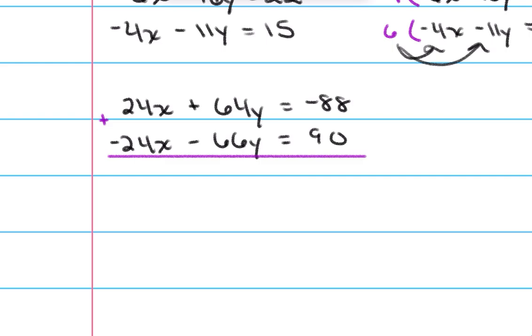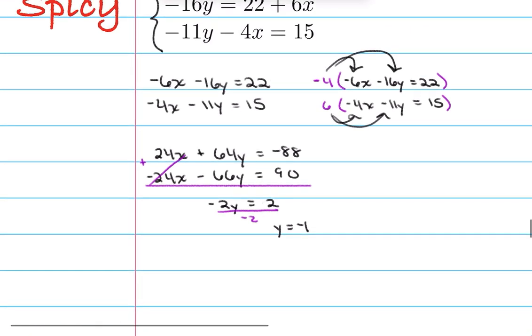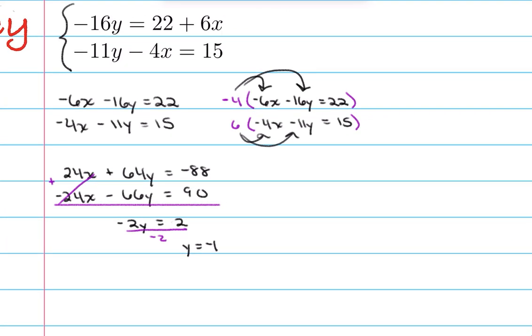All right. We're going to add our two equations together. 24x minus 24x, that's the part that eliminates. I get 64 plus a negative 66. That gives me negative 2y equals negative 88 plus 90, which is a positive 2. Solve for the remaining variable, divide by negative 2, and my y equals negative 1. So I still ended up with a relatively small number, okay? So my y value is negative 1.